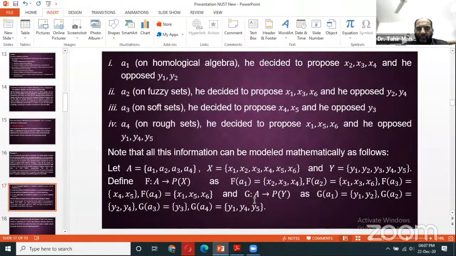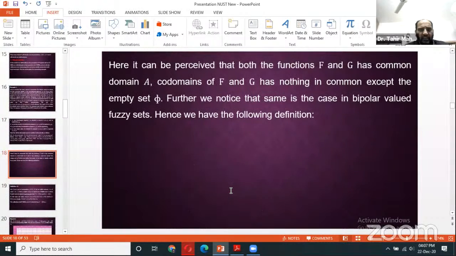A1 on homological algebra, he decided to propose X2, X3, X4, and he opposed Y1 and Y2. Similarly, he proposed and opposed for his article from A2, A3, and A4. Note that all this information can be modeled mathematically as this one. Here it can be perceived that both the functions f and g have common domain A. Codomains of f and g have nothing in common except the set phi.